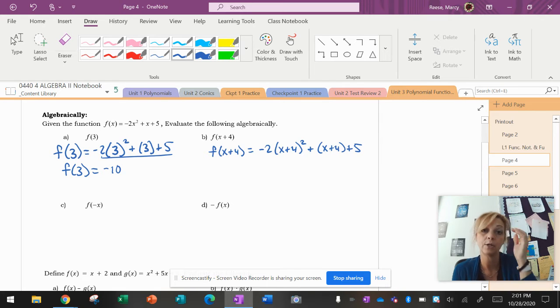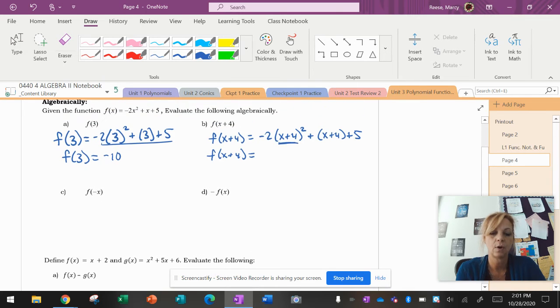All right, now I want you to evaluate this. I'm going to give you a clue right here. You need to multiply x plus 4 times x plus 4, and then distribute a negative 2, and then combine like terms. So you're going to have f of x plus 4 equals something at the end here. All right, that's what I'm going to be looking for. And that's why I marked it down. I expect to see all that done when you come in.